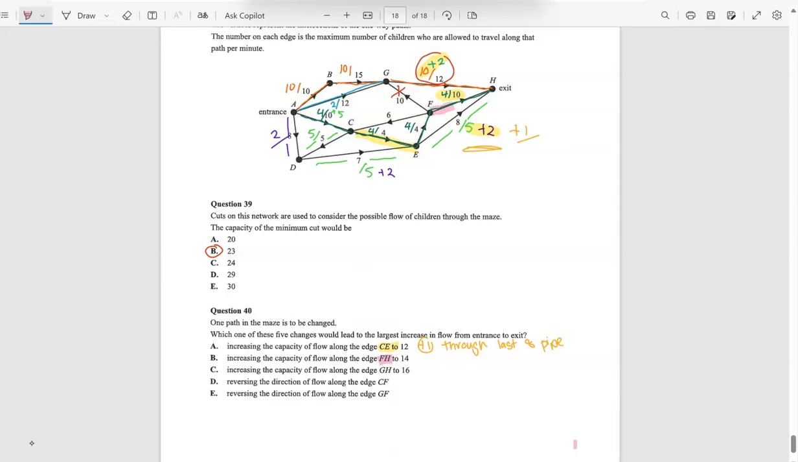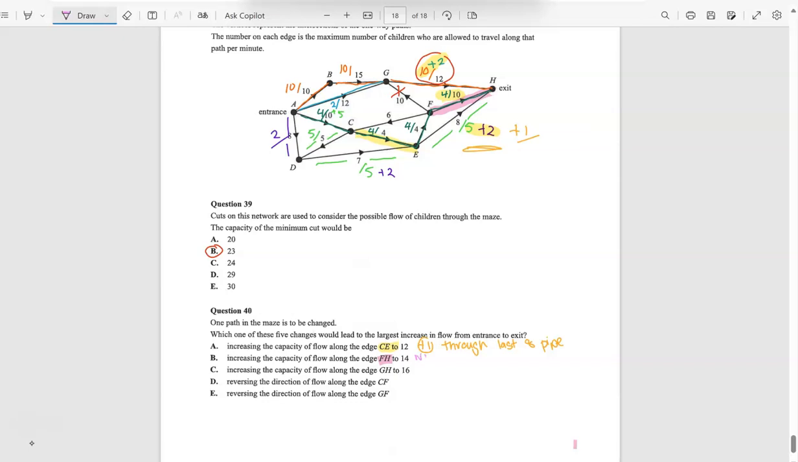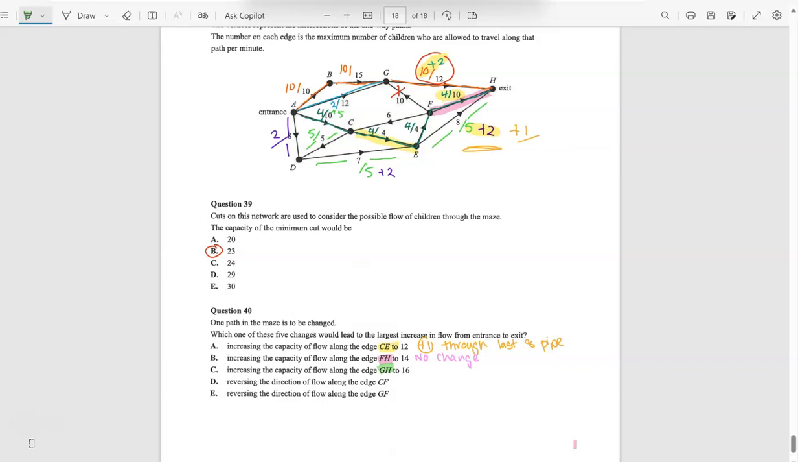If I look at the next change they told me to, they said increase FH. So FH becomes 14. Yeah. So because it only has 4 leading into it, there's nothing. It's not going to make any change. So that one is going to make no change. It doesn't do anything. I can see it doesn't adjust anything.